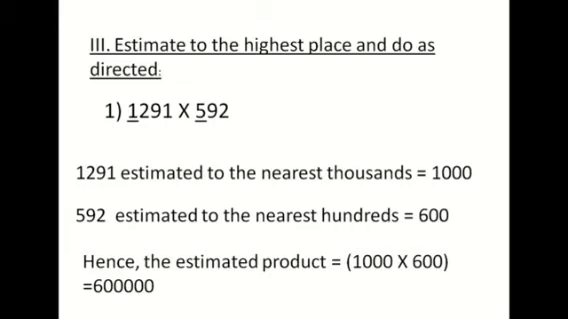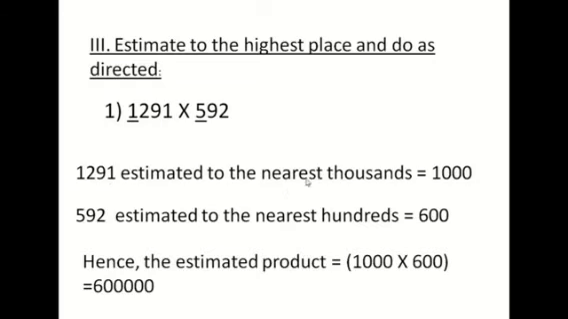Question number 1: 1,291 multiplied by 592. So you have to find the estimated product here. In 1,291 the highest place is the thousands place. In 592 the highest place is the hundreds place.